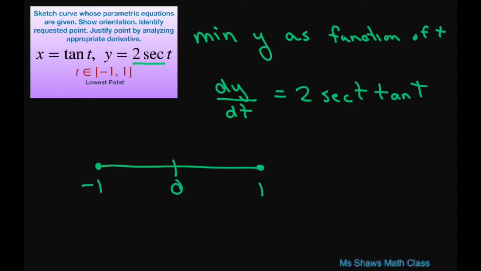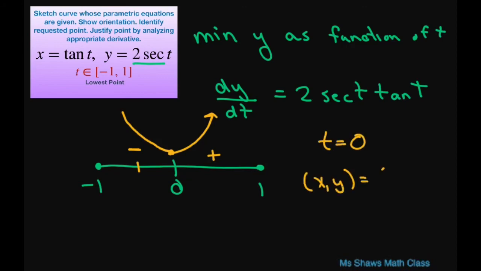So substituting in these values, it's going to be negative here. That means it's decreasing when you substitute in, say, like -1/2. And here, between 0 and 1, it's increasing, because this is positive. So there's a relative minimum at t equals 0, where our x, y equals 0, 2.